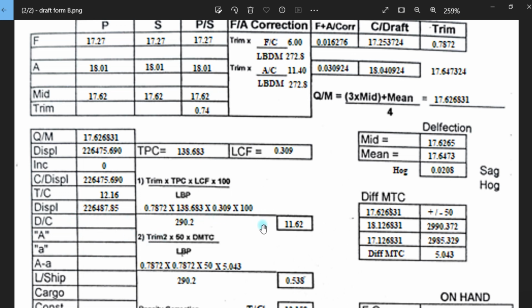So I will stop from here, and the next we will continue, and we will discuss the density correction.